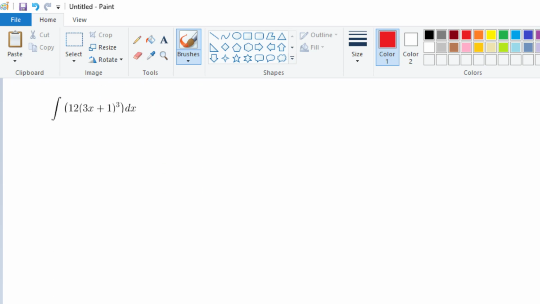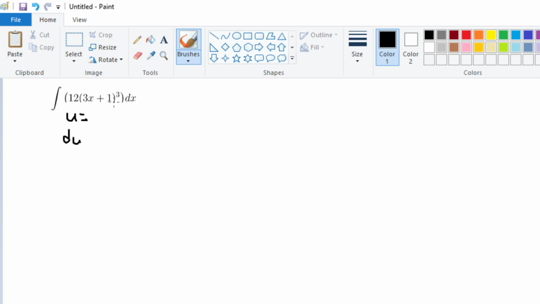So let's try another one. Here we have the integral of 12 times, parentheses, 3x plus 1 raised to the power of 3 dx. Once again, we're using u-du substitution because it's one long multiplication problem. So we have u and we have the derivative of u. We'll start off with the beginning. 12. The derivative of 12 is 0. So we can't do that because if you turn it into 0 and multiply it, you got nothing.